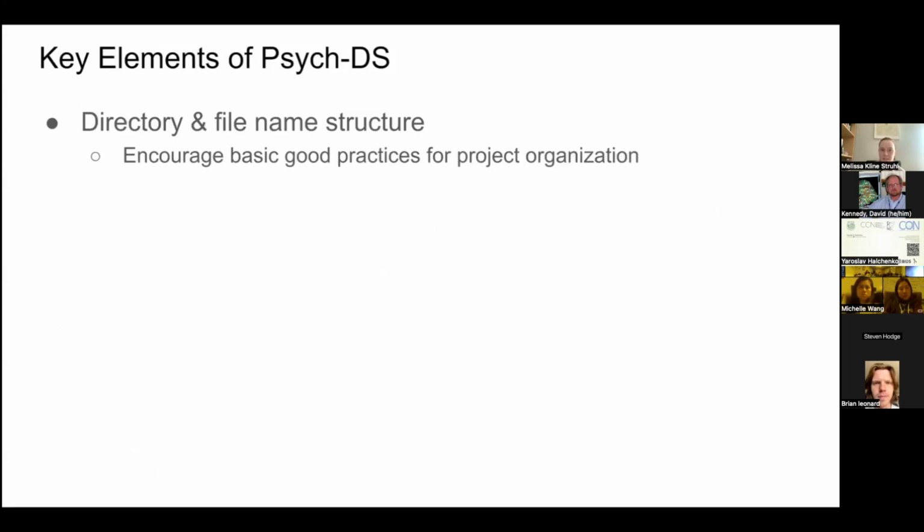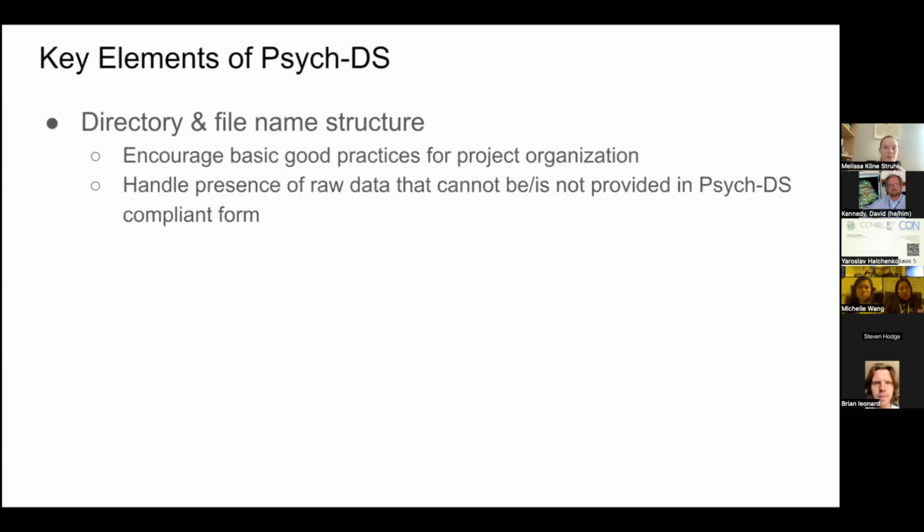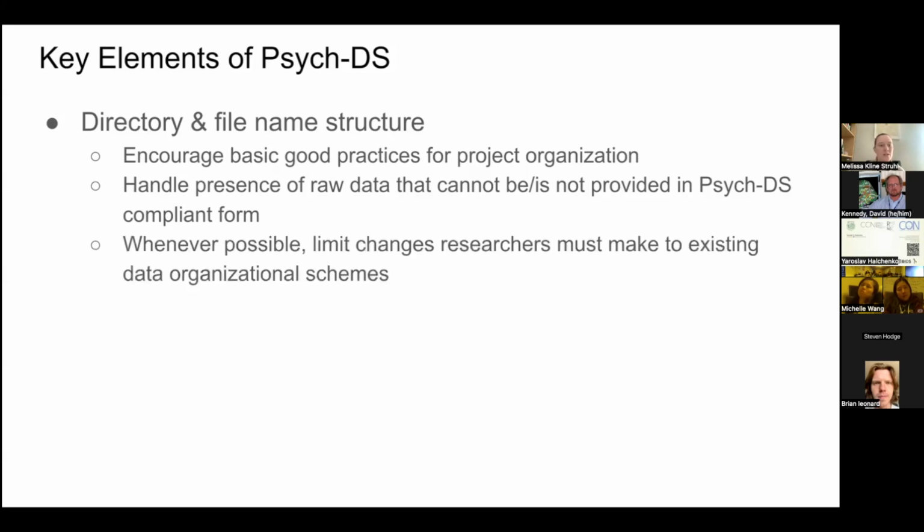So Psych-DS covers directory and file name structure. We are trying here to encourage good practices for project organization, while also handling the presence of raw data that we can't actually convert into a Psych-DS compliant form. So non-tabular raw data like video, photographs of paper forms that people filled out. I'm using examples from my own research past here. Potentially something that's machine output that you want to preserve in its original form, which is a very good instinct, but to then have it alongside the data that's going to be more compatible with other data that you might want to combine it with.